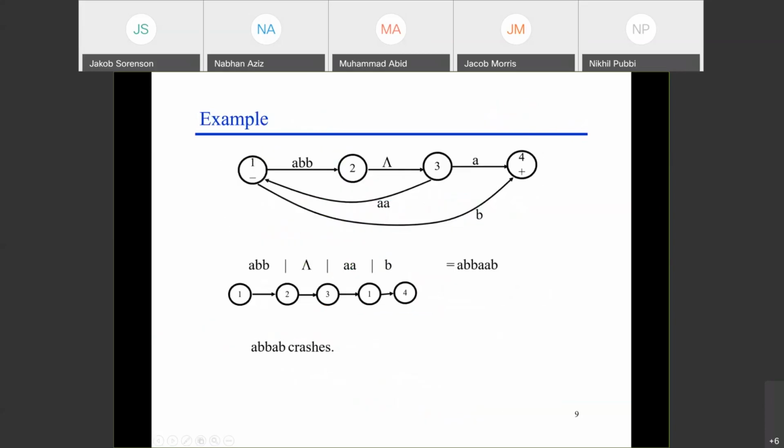Now, this is another machine. My question is, is this a valid FA or not? And who will answer this question? Quinton, is this a valid FA or not? This machine, is this a valid FA or not? Quinton, I'm asking about FA, not TG.